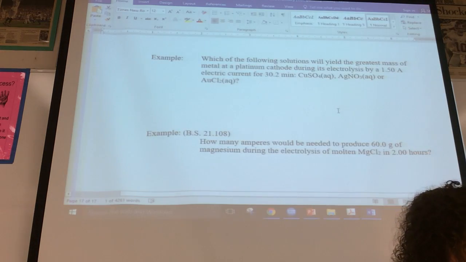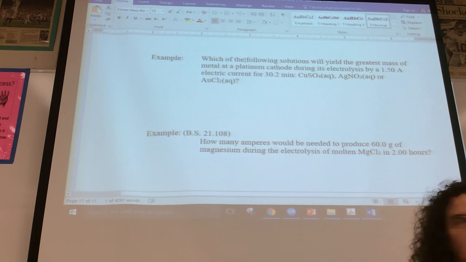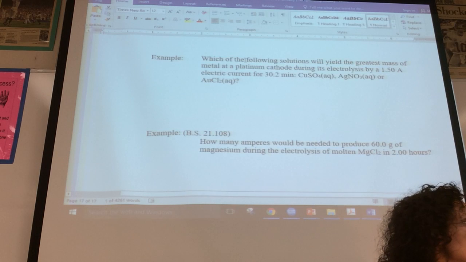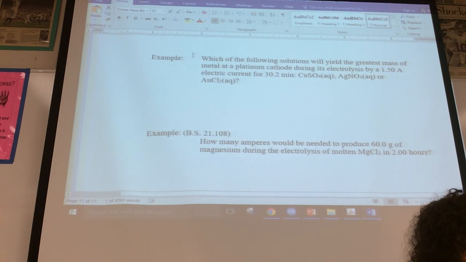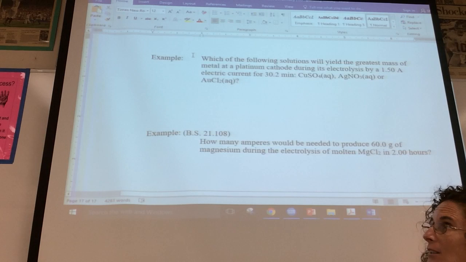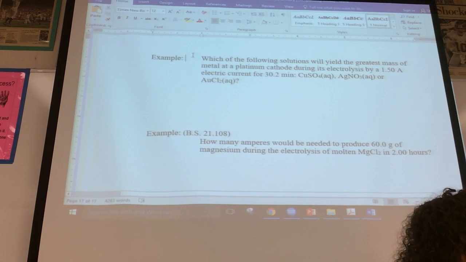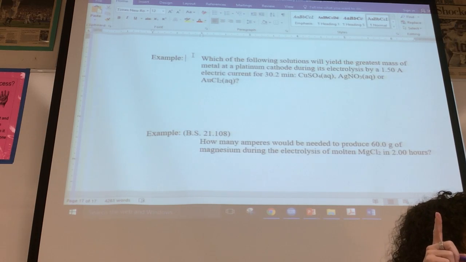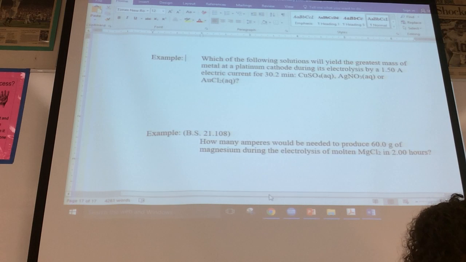I'm going to do these 2 problems in reverse. The example, well, it doesn't matter. We'll just do it straight up. In regard to the example, this is the type of thing you could do without a calculator, so we'll work through it. It says, which of the following solutions would yield the greatest mass of metal at a platinum cathode during its electrolysis? You have the same current of 1.50 amps and the same time of 30.2 minutes.